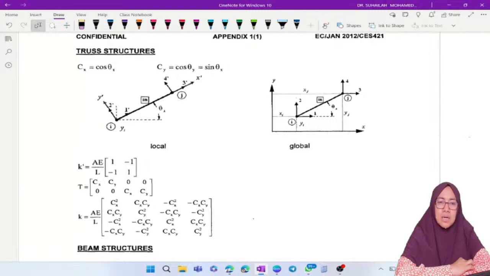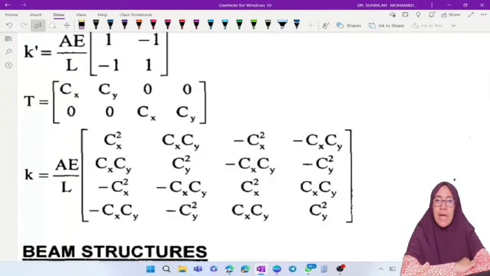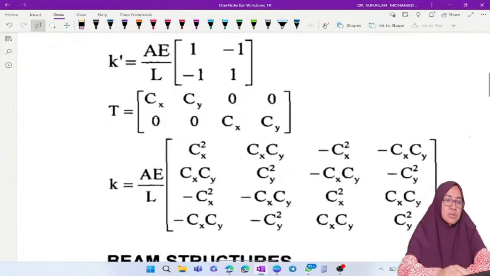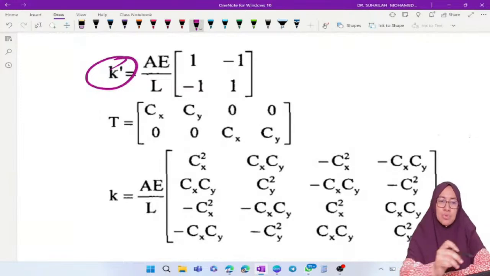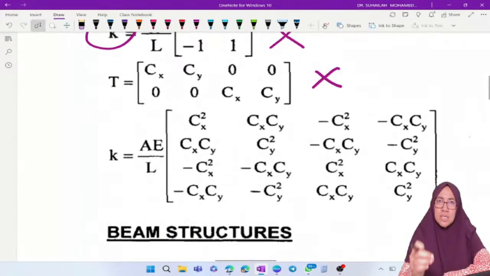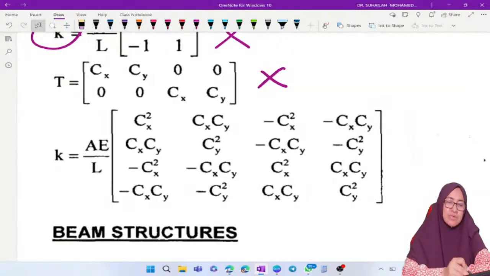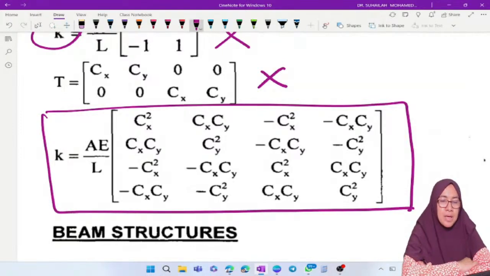In the latest last 2 or 3 semesters of the final exam, we just changed Cx, Cy to lambda x, lambda y. It doesn't matter, both can be accepted. This is what I mean about the local system where the symbol is k prime. So you don't have to refer to this and this. Straight away for the element stiffness matrix, please refer to this formula. This is the formula to calculate the element stiffness matrix.